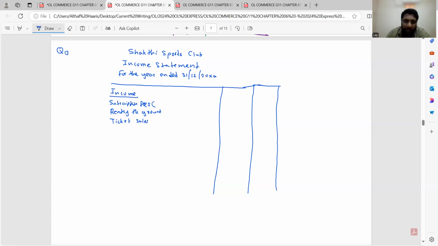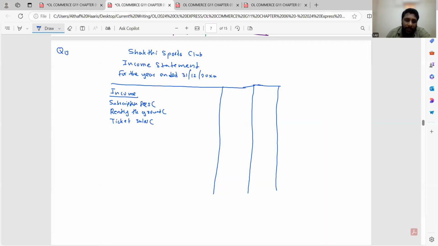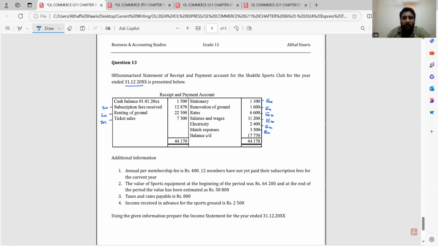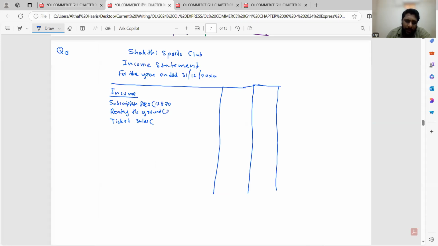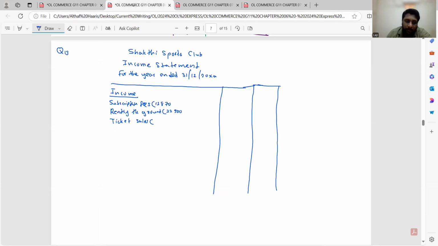Inside the brackets, I asked you to write the values, because we might have adjustments, no? We might have adjustments. 12,870. 22,500. 7,300.